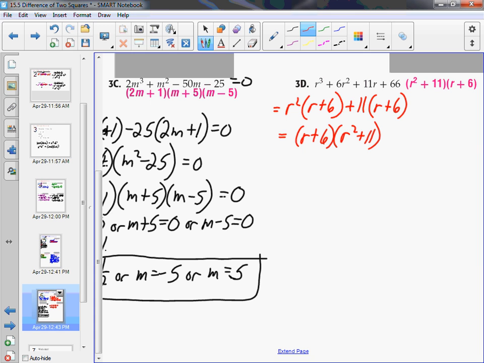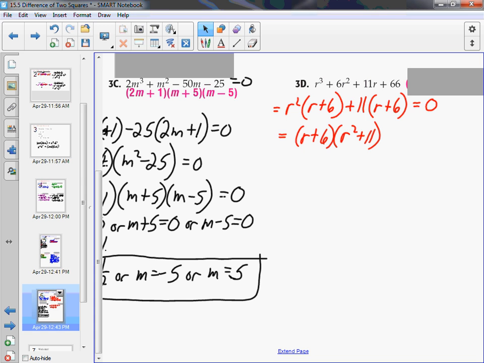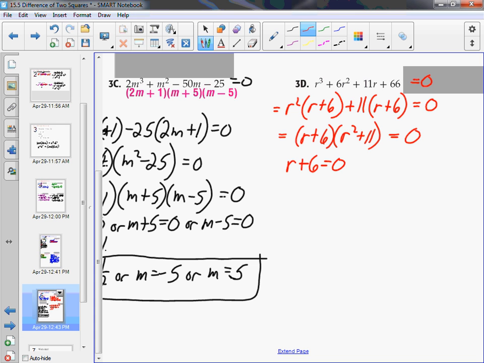Okay? What if this one was an equation? We would say r plus 6 equals 0, or r squared plus 11 equals 0. We'd get r equals negative 6. Are we going to get anything from that other one? We're not, because we get r squared equals negative 11. R would be plus or minus the square root of negative 11, and there's no such thing as the square root of negative 11.